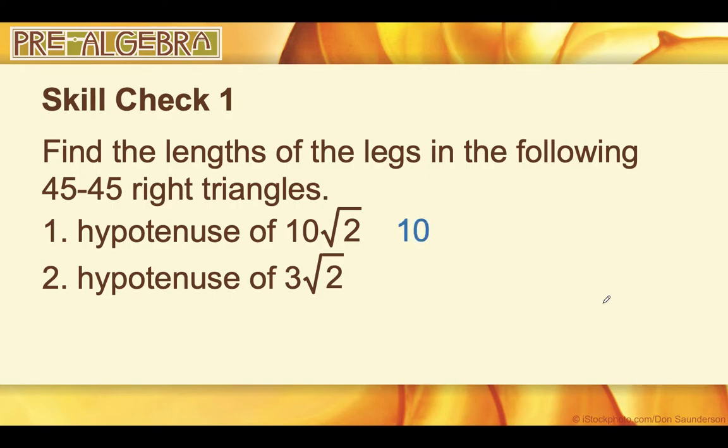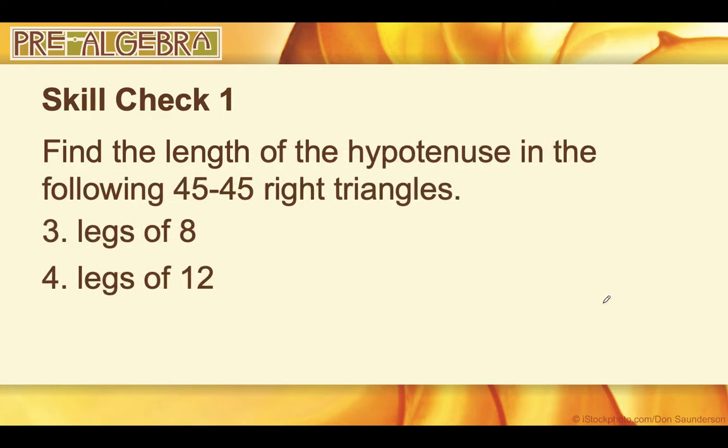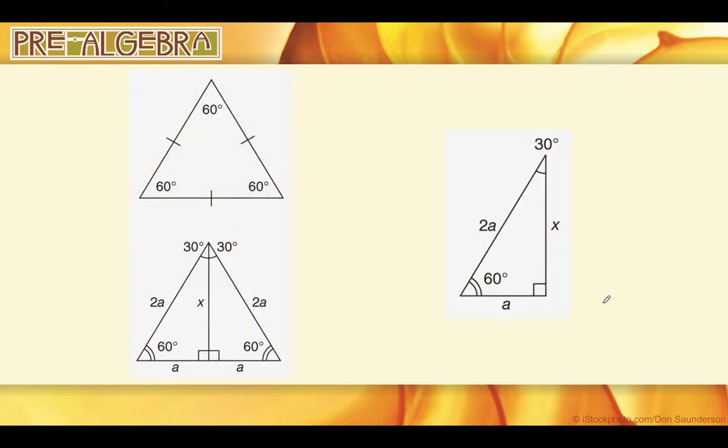Alright, well the hypotenuse is 10 root 2, therefore the legs are 10. Both of them are 10. And then number 2, both of the legs are 3. What about this one? So 8 root 2 is the hypotenuse, and 12 root 2 is the hypotenuse for number 4.